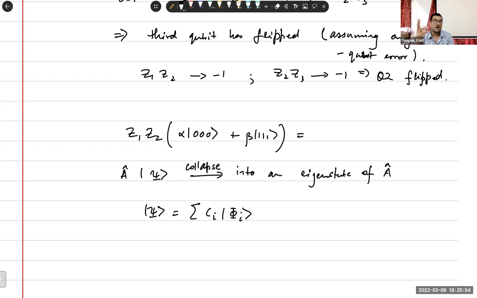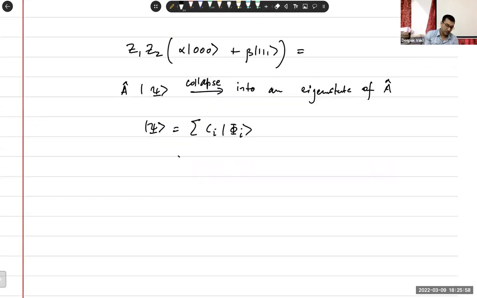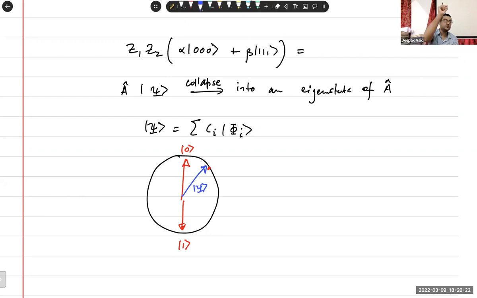Does that make sense? Think of it like this: you have a Bloch sphere. Your state is a dot on this Bloch sphere, and there are two eigenstates, zero and one, when you're talking about measuring Z. Now I know many of you get this, but I'm just emphasizing it. Let's say your dot is closer to the north pole than to the south pole. When you make a measurement of Z, is your state more likely to collapse into the north pole, which is zero, or the south pole, which is one? North pole. As you go closer and closer to the north pole, the probability of collapse becomes equal to one. You can think of it that way if you want.